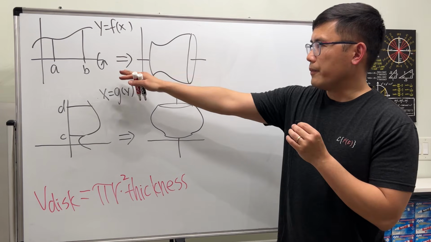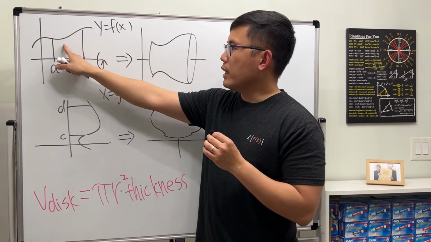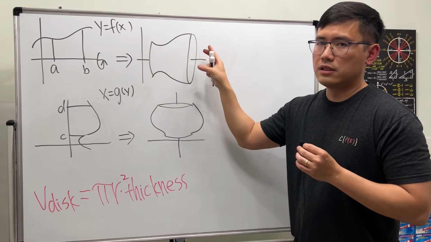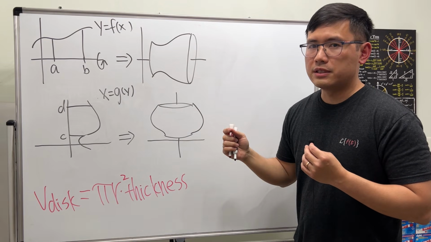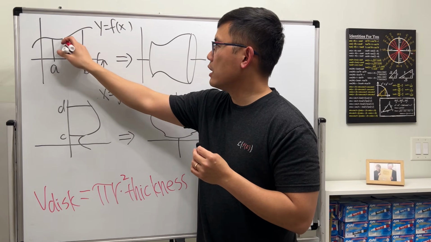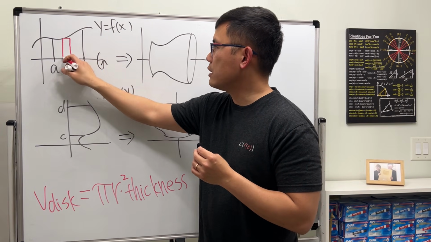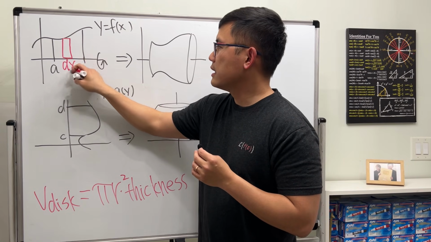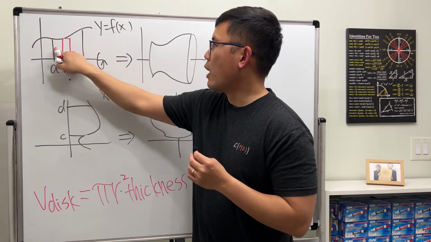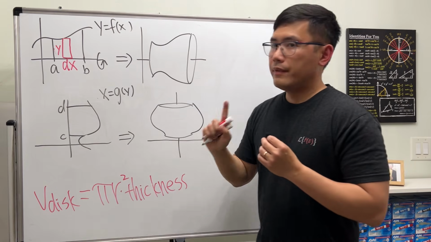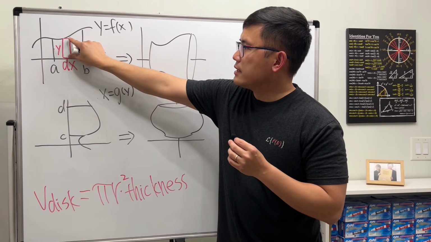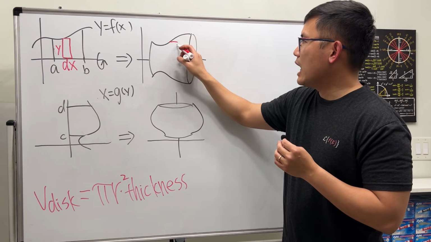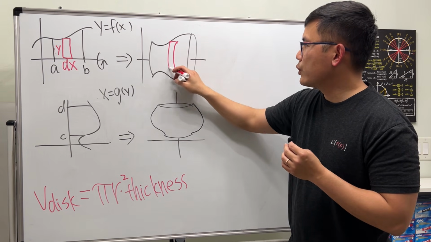All right, so here's the situation. Let's say we are going to take this region and rotate about the x-axis so we can generate this solid. How do we find the volume of this? Well, we are going to start with a rectangle just like what we did earlier. And just like what we did earlier, this right here is dx, and this right here is y. Now, if we take this rectangle and rotate about the x-axis, that's how we are going to get a disk right here.